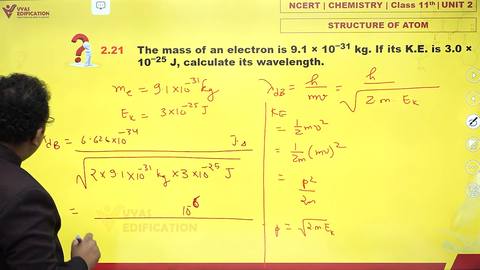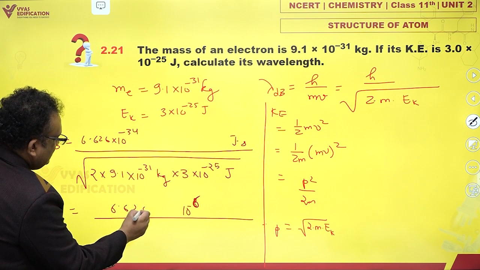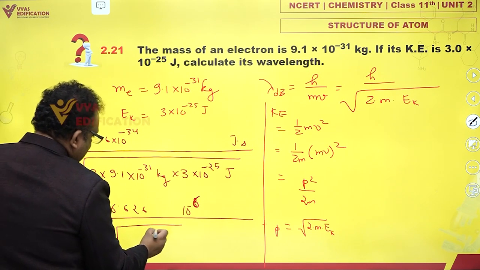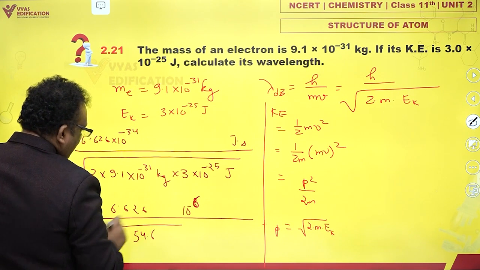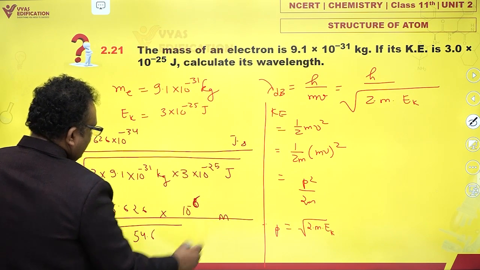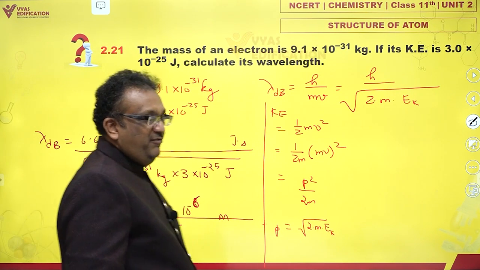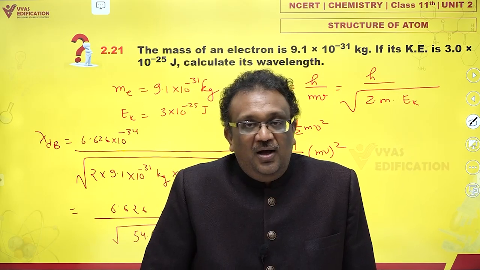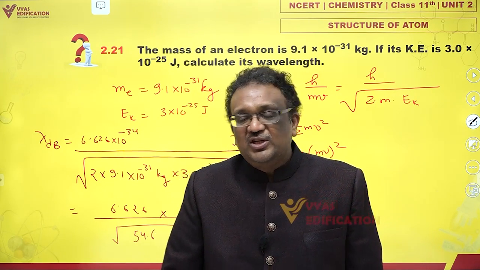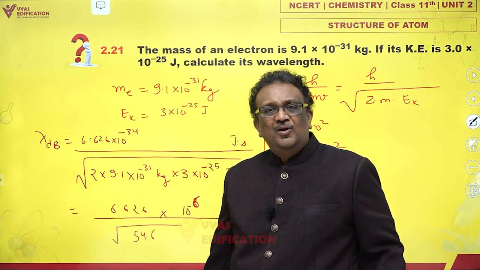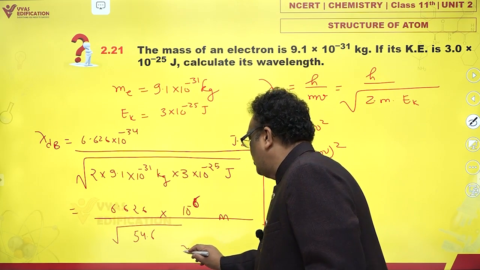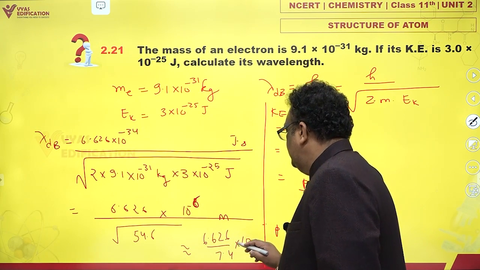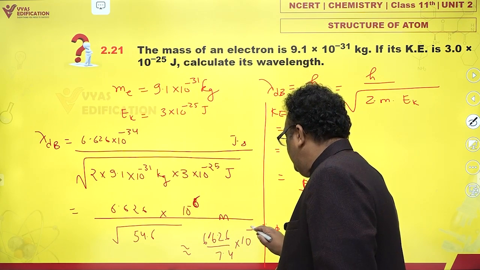Okay. And what else do I have? I have 6.626 divided by dirty root, that is 9.1 into 6. 6 1 is 6, 9 6 is 54. This is all I have. So many meters. Under root 54. If you want me to calculate approximately, under root 49 would be 7, and 7.5 square would be 56.25. It's very close. It is around 7.4. So this is approximately 6.626 by 7.4 into 10 raised to minus 6 meter. If I shift the decimal, meter.